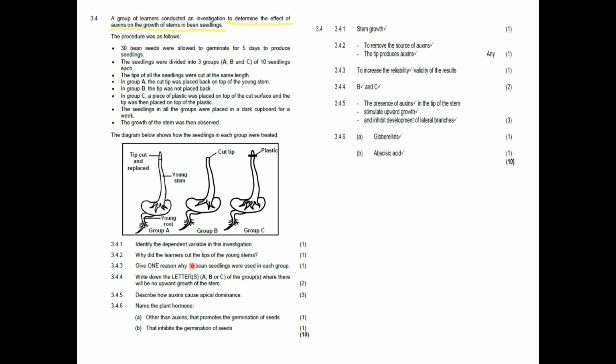3.4.2. Why did the learners cut the tips of the young stem? What is in the tip of the young stem? We know auxin is in the tip of the young stem. So they wanted to remove the tips, which was the source of auxin.